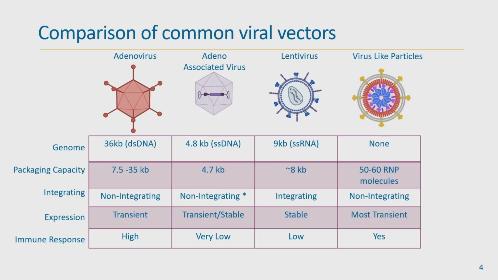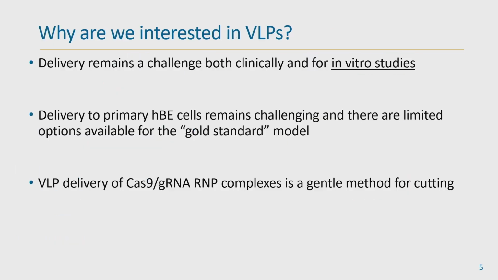I think it's worthwhile to, again, highlight the key differences between the VLPs that we're using and other common viral vectors. So again, these VLPs have no genome, and they are directly delivering Cas9 as RNP complexes. This means that they're non-integrating, and they tend to have the most transient exposure to Cas9 relative to these other cargoes. We're interested in these VLPs on the gene editing team because delivery remains a challenge both clinically and for our in vitro studies.